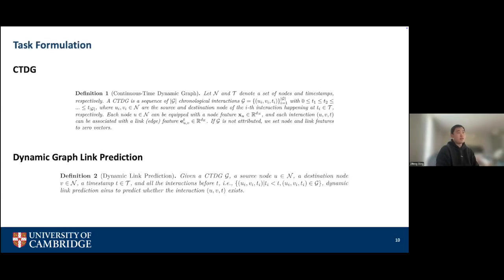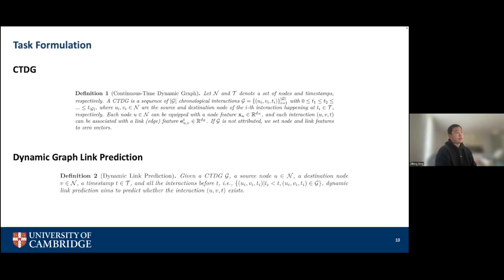Let me also briefly talk about two definitions. So first, what is CTDG? It is just as I stated in the first slide of this talk. But more formally, we can define a CTDG as a sequence of chronological interactions. It is just a set of tuples.